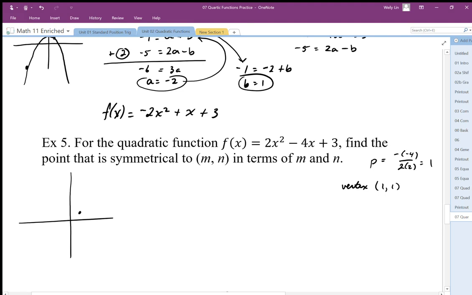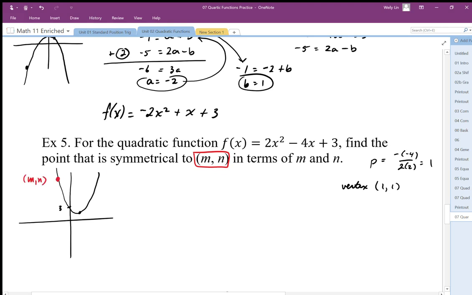So there's my vertex, and it's going to go something like that, with a y-intercept of 3, and m and n is some point on that parabola. Now, where do I draw it then? Well, essentially I can draw it anywhere I want. So I'm just going to draw it in a convenient spot here. I'm just going to say that M and N.